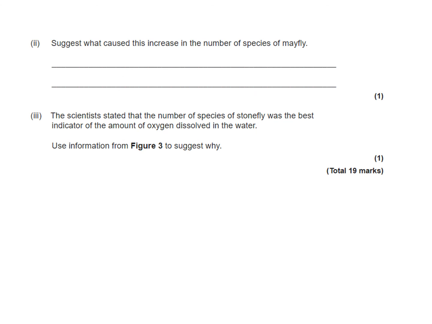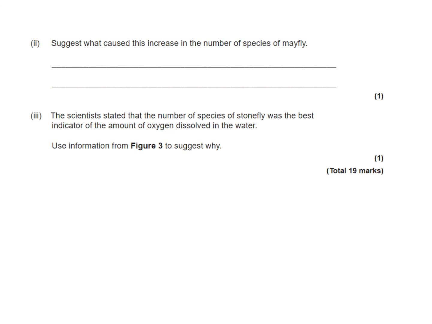So the second part of this question says, suggest what caused an increase in the number of species of mayfly. So this time we're thinking, why at the farmer's site at site B, at the farm, why do we suddenly see this increase in the species of mayfly? What is it at the farm that's attracting them?